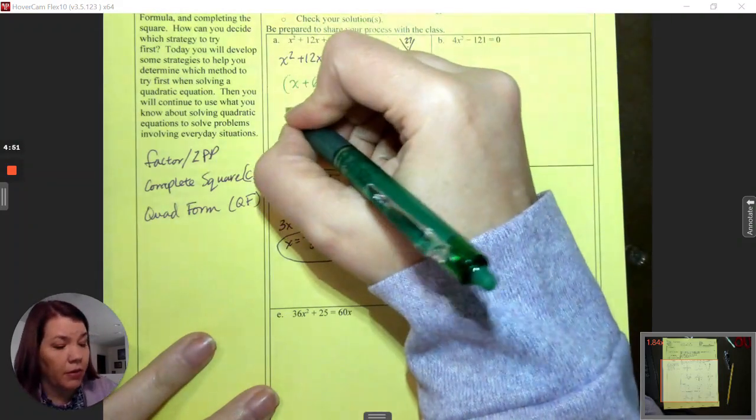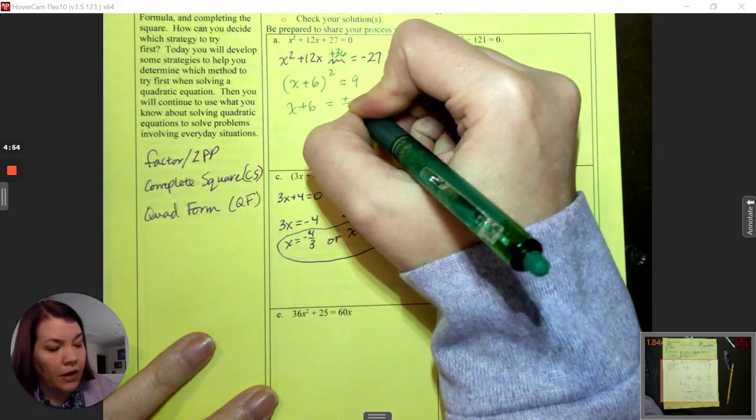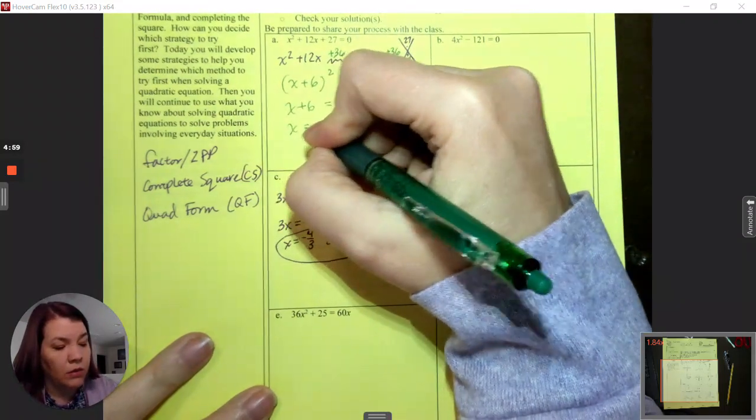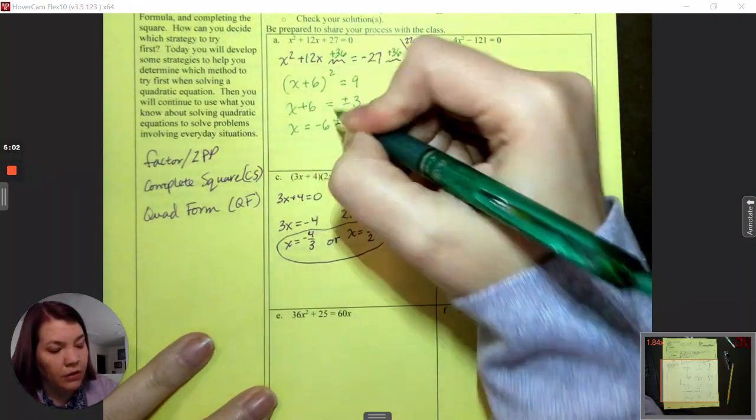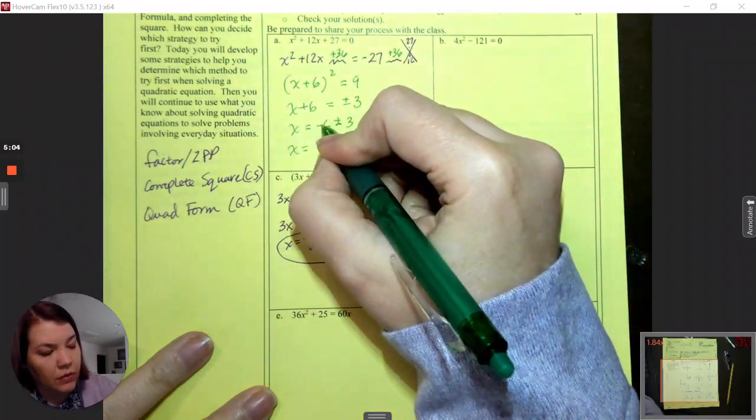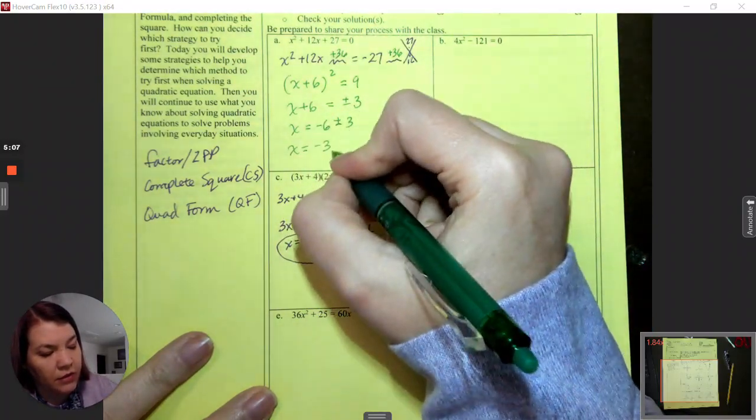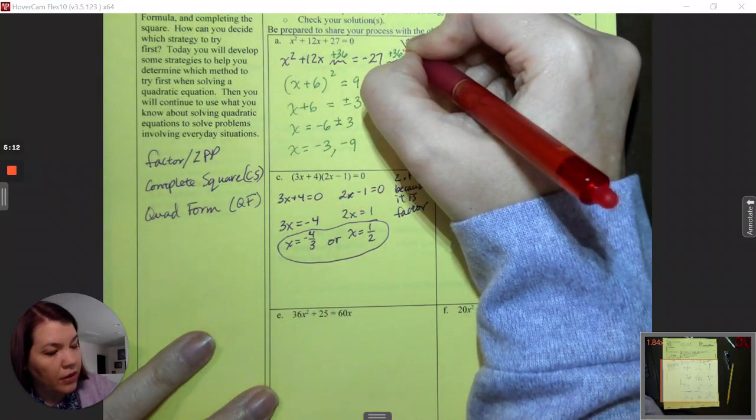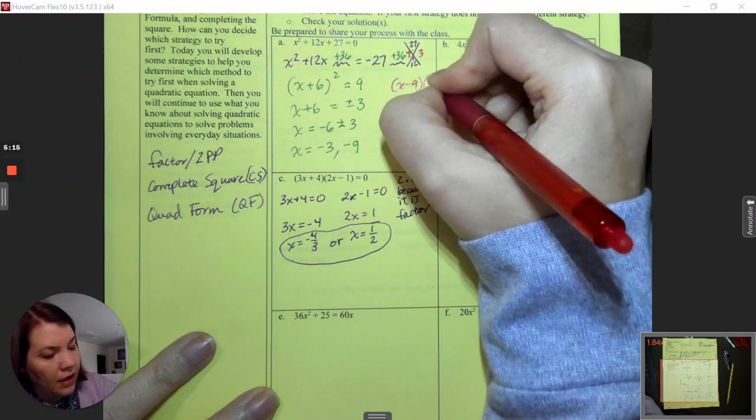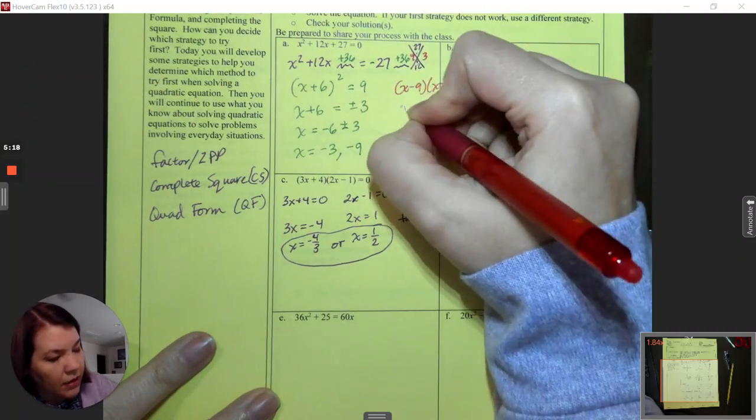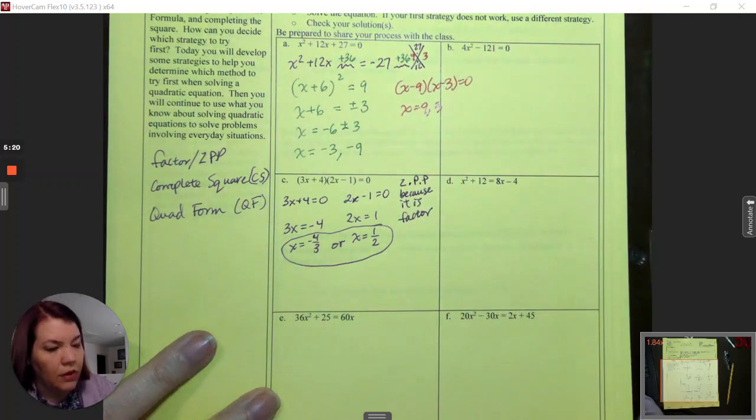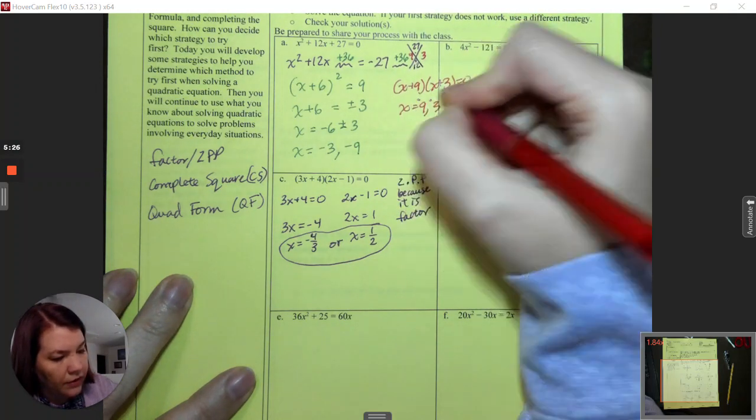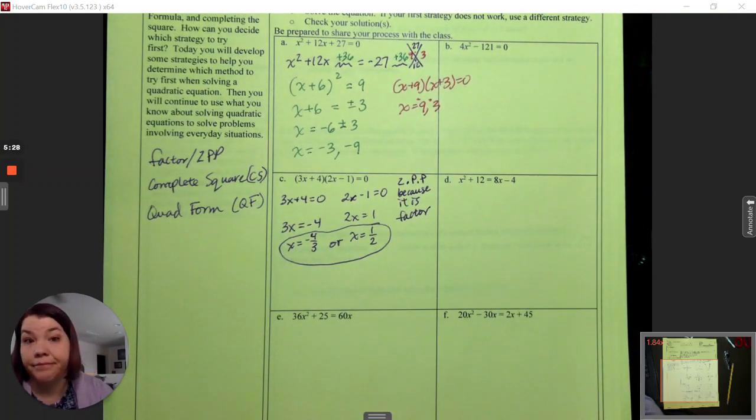x plus 6 equals plus or minus 3, because the square root of 9 is 3. And so x equals negative 6 plus or minus 3. Negative 6 plus 3 is negative 3. Negative 6 minus 3 is negative 9. I should have factored 9 and 3. So I'd have x plus 9 and x plus 3 equals 0, and x equals negative 9 and negative 3. I should have factored that. I'm sorry, I'm a little tired.